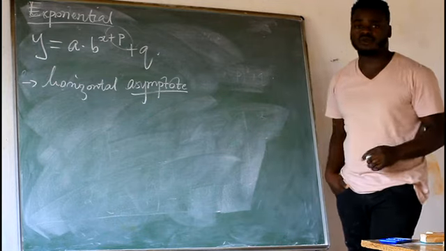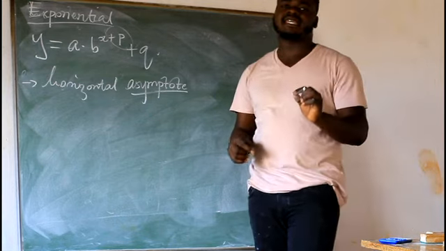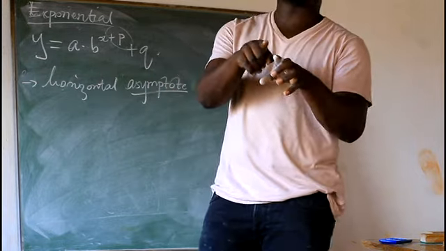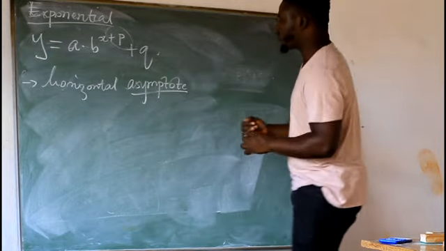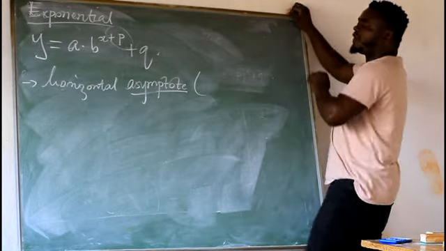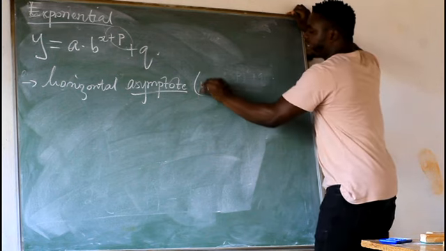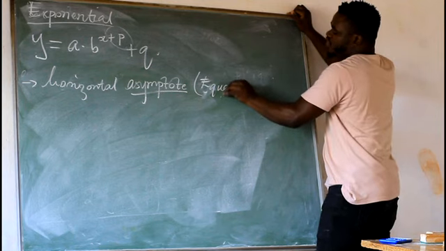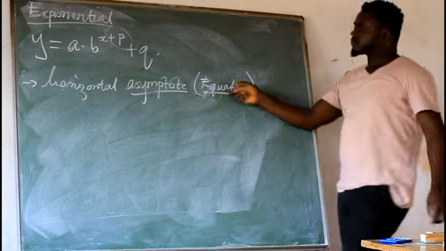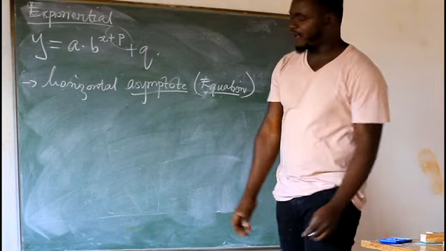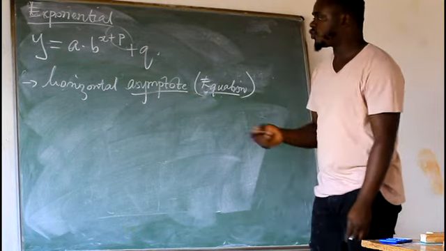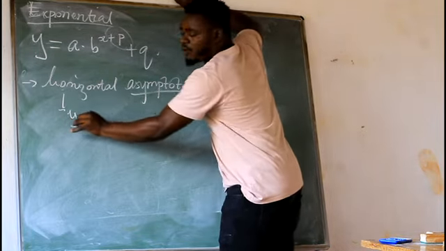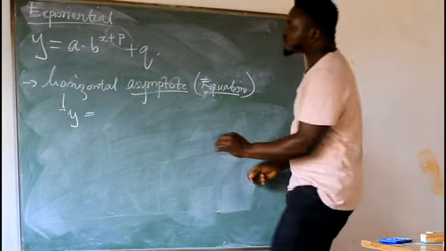What is an asymptote? An asymptote is a line at which the graph will go very close to it, but it will never touch it. Now, if they talk about the horizontal asymptote, they will ask you about the equation, because it is given in the form of an equation. Now, the horizontal asymptote in an exponential graph is going to be y equal to q.